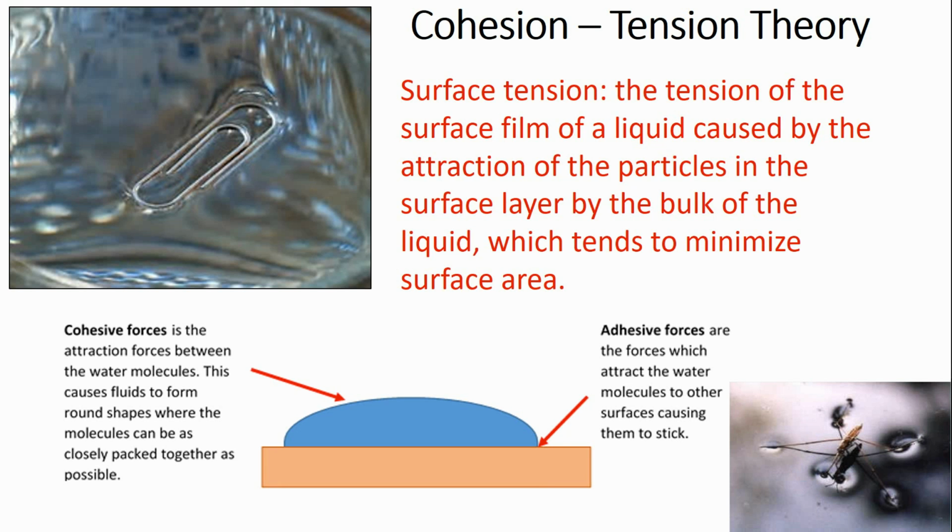They're so light that they don't break the surface tension that water creates. And water creates the surface tension because of the properties of water. The properties of water really allow it to create the surface tension. So the surface tension is the tension of a surface film caused by the attraction of the particles. So remember, the positive and the negatives coming together and forming those hydrogen bonds, it creates a film.